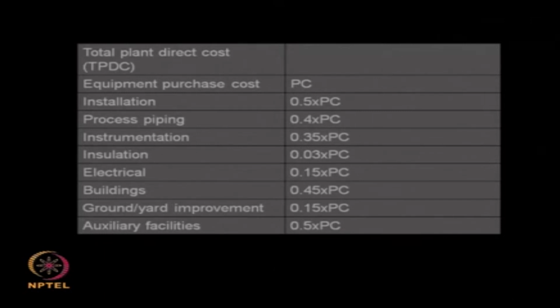Then the building. Most of the equipment is housed in a large building, so you need to have some cost for the building. Then the ground and yard preparation, again 15% of the total equipment cost gets added up, and then you need auxiliary facilities like air or nitrogen and other gases. So you see, if you add up all these, you may have to spend double the amount you spent on buying the equipment from a vendor.